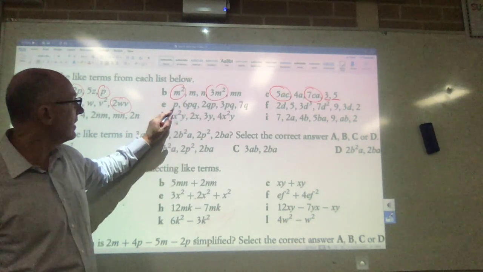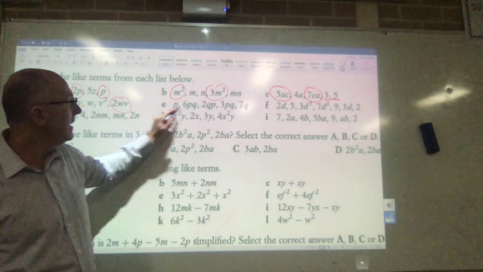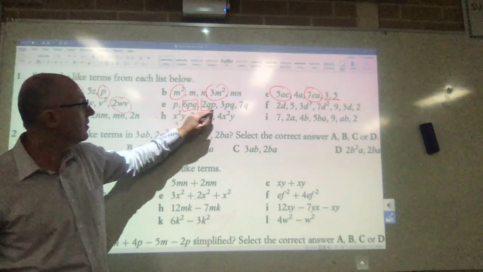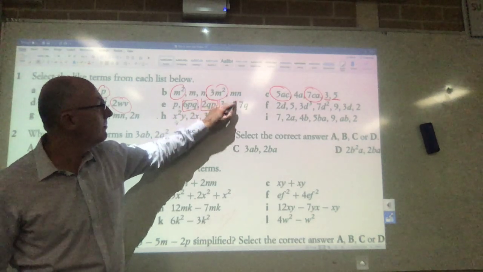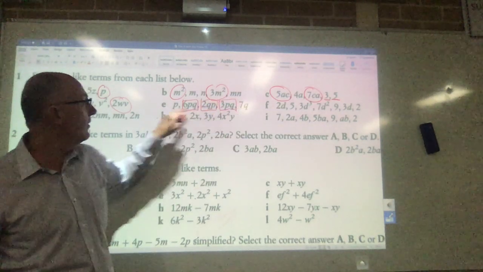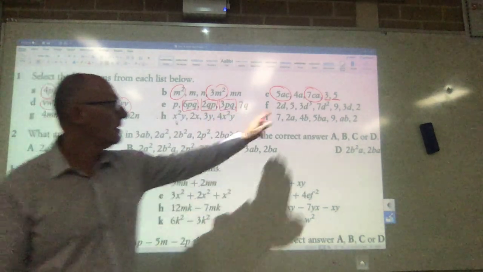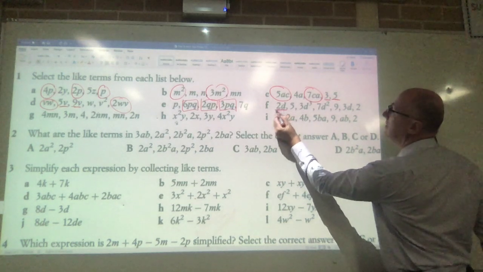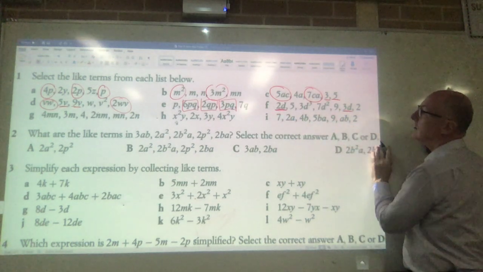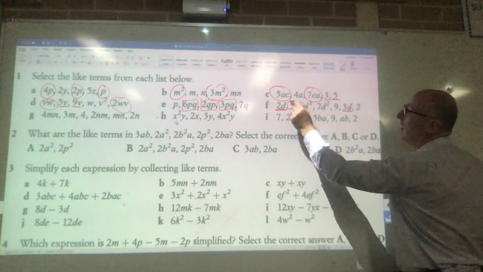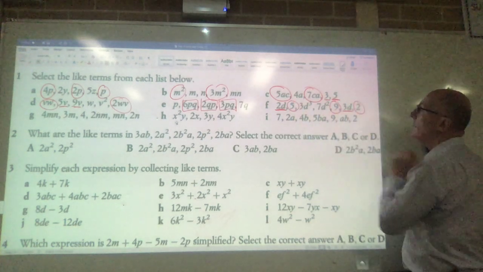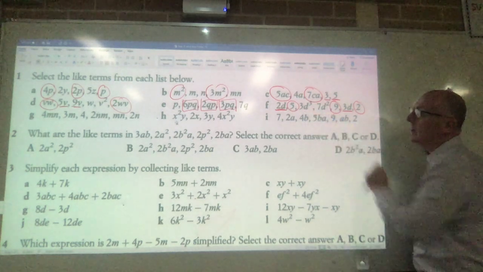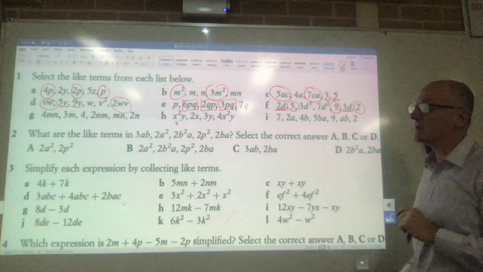Okay, going across here, I can see that p doesn't match with anything, but pq, 6pq, 2qp, 3pq are like terms. The first and the last don't match up. Going across to the end, I can see that 2d and 3d are like terms. I can see the numbers 5, 9, and 2 are like terms. And these two, 3d cubed and 7d squared, are unlike terms. They can't be added together.